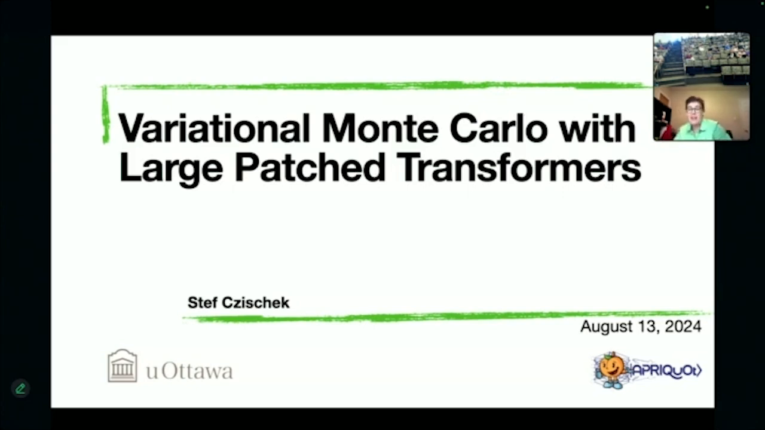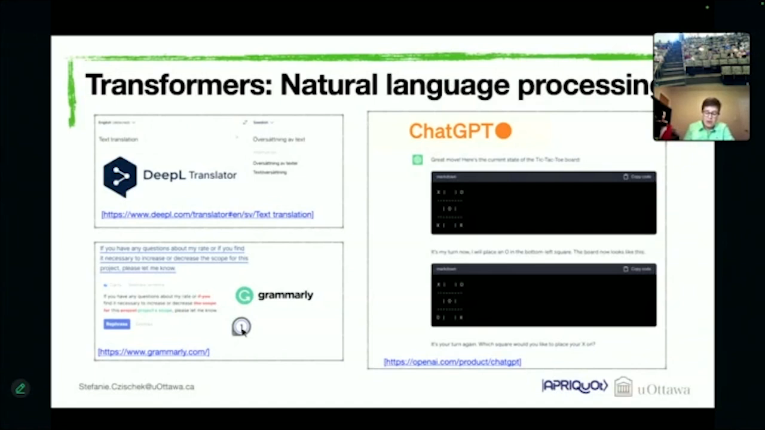So here we are. I have to give my talk online, and I will talk about variational Monte Carlo with large patched transformers. And don't worry, I'm not talking about any electronic components here, but rather about how we can model ground states of quantum many-body systems using artificial neural networks. And transformers are one special kind of artificial neural networks that probably every one of us is using daily right now. Transformers are very powerful for natural language processing.